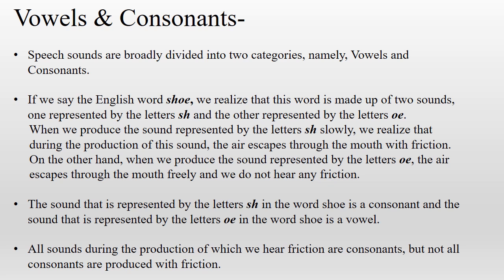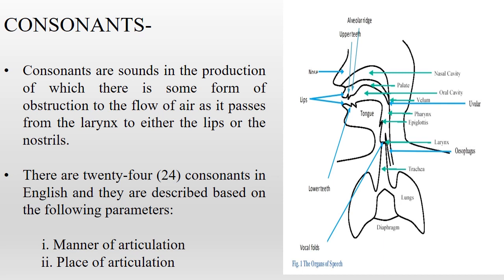The sound that is represented by the letters sh in the word shoe is a consonant, and the sound that is represented by the letter u in the word shoe is a vowel. All sounds during the production of which we hear friction are consonants, but not all consonants are produced with friction. Let us see more about consonants.